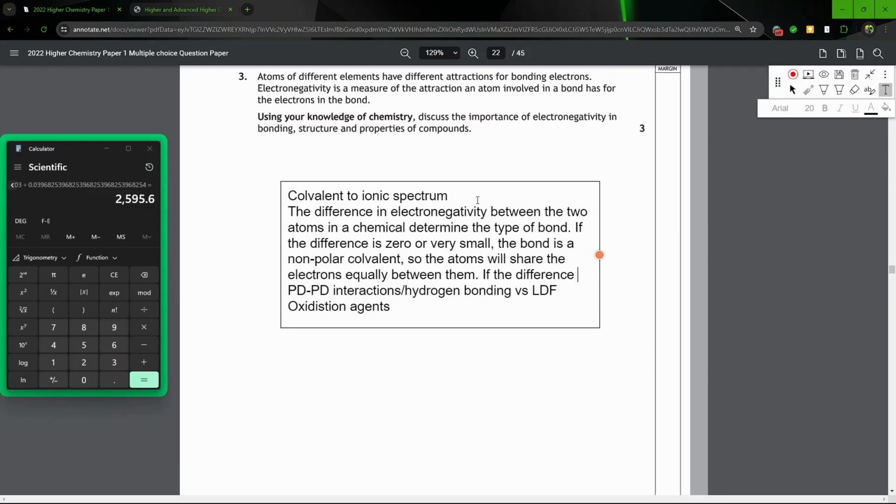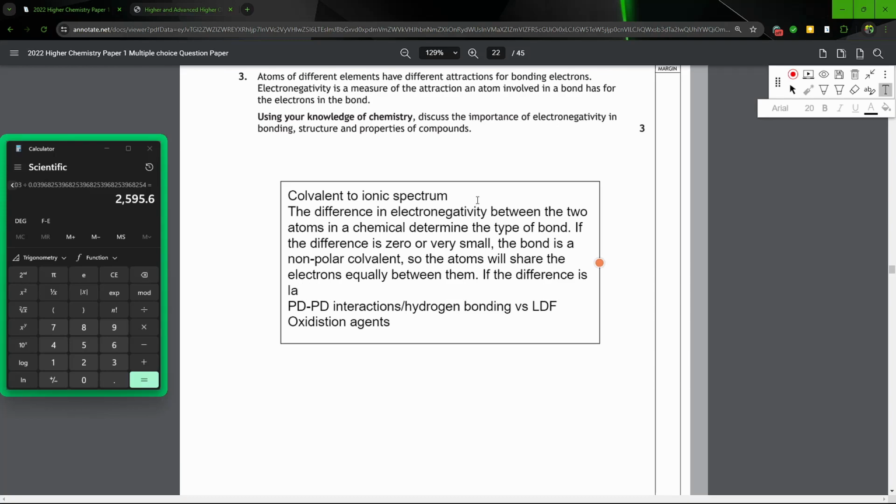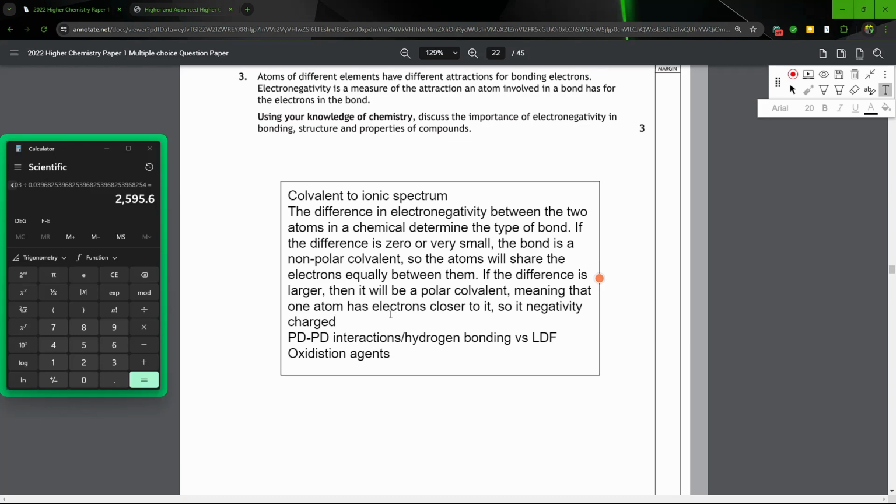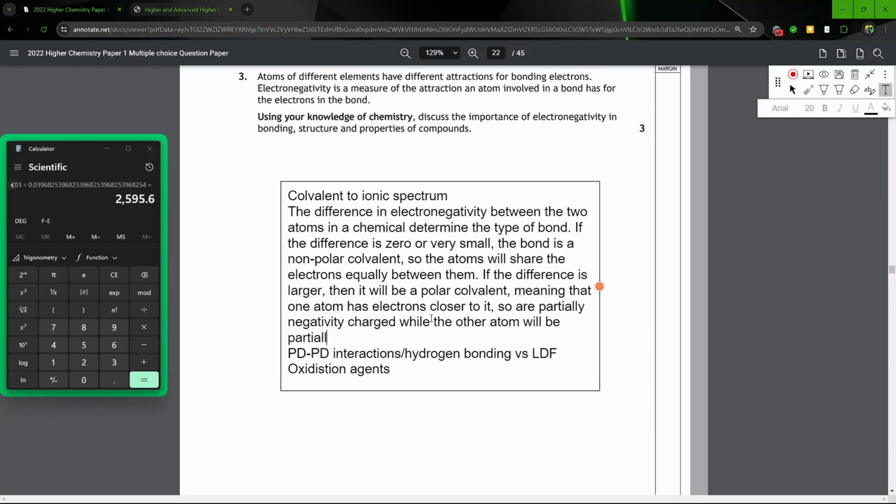If the difference is larger, then it will be a polar covalent, meaning that one atom has more of the electrons, has electrons closer to it, so is partially negatively charged, while the other atom will be partially positively charged.